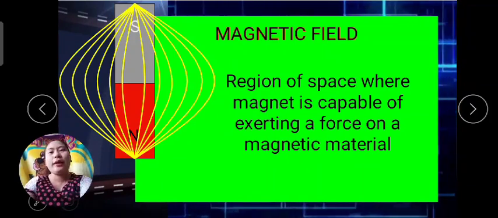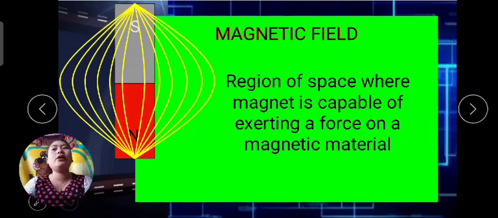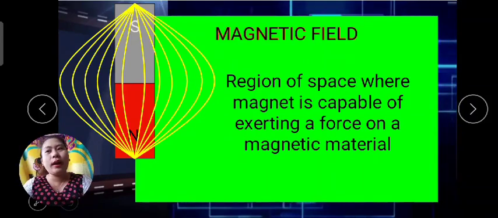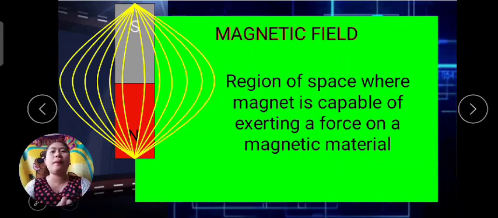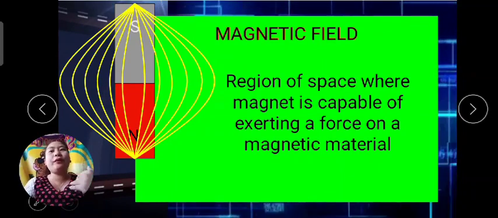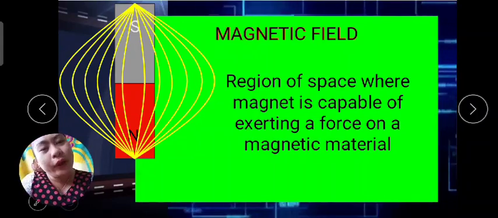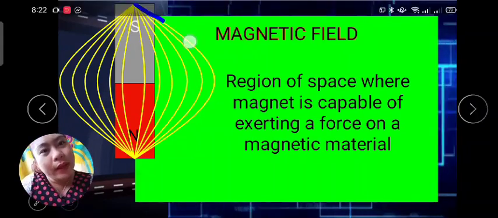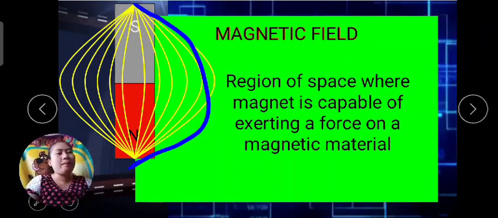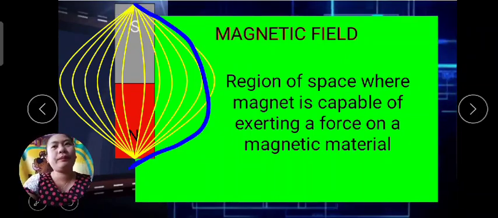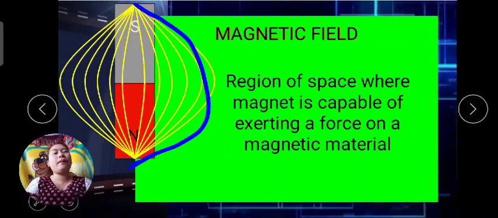Okay, so yan yung gamit ng magnetic field. Allows the magnet to interact without touching it. So magnetic field lines spread out from pole to pole, curve around the magnet, and return to the other pole. So that is what we call magnetic field. Next, let's go now to the different types of magnetism.